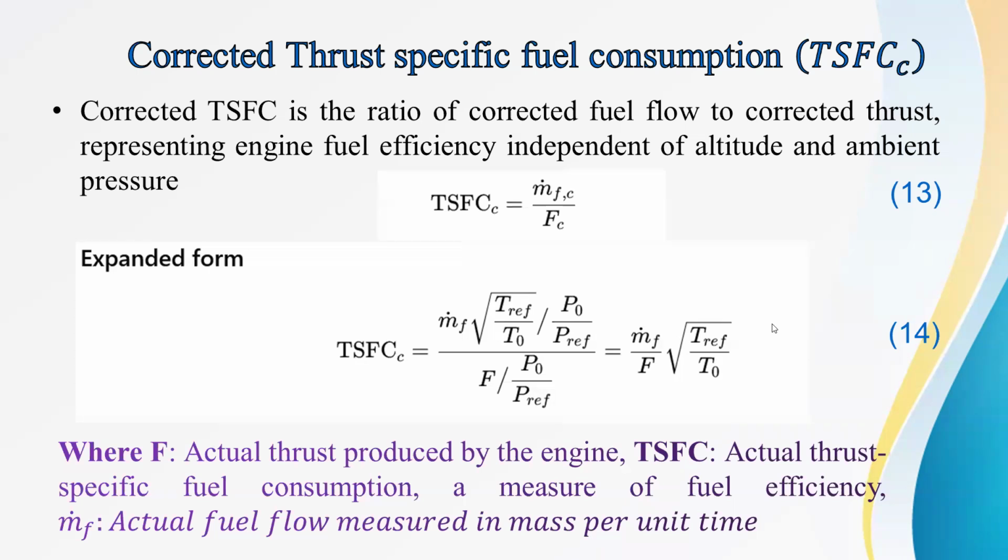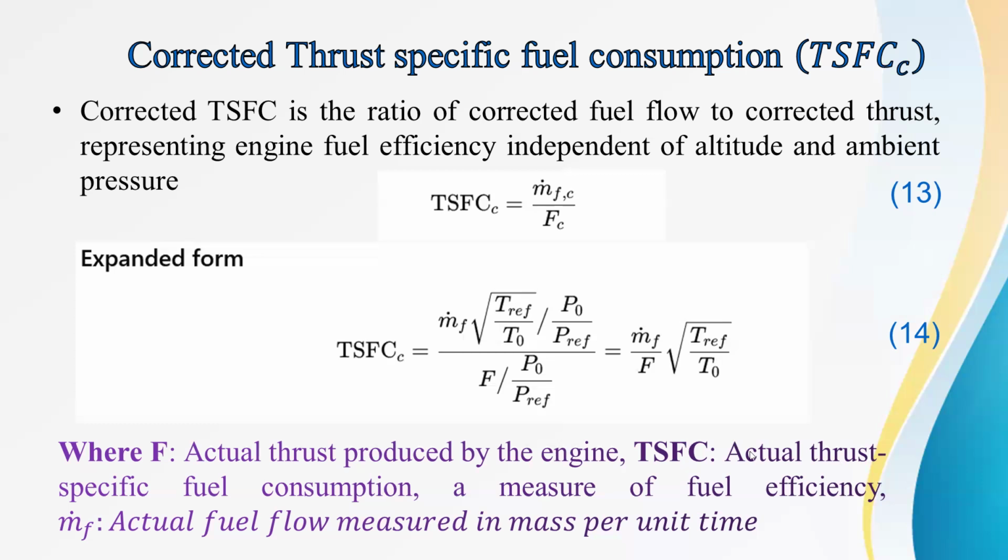In propeller-driven aircraft, we need power. Power is thrust times velocity. And for the jet aircraft, we need only thrust. So thrust-specific fuel consumption is mainly used for jet aircraft, because in the jet aircraft, our intention is on thrust rather than power.